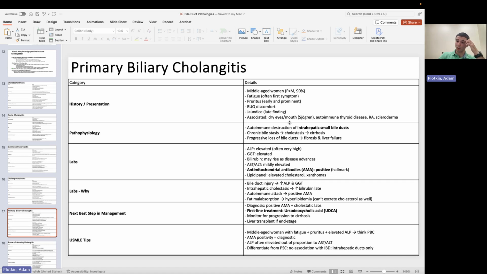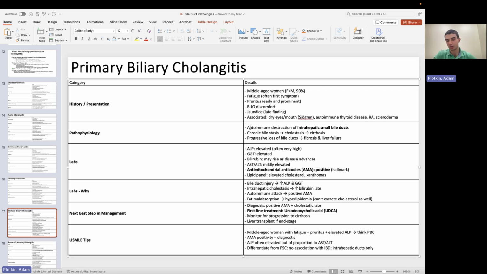It loves to run with other autoimmune diseases, especially Sjogren's. So you might see dry eyes and mouth. We might see autoimmune thyroid disease, rheumatoid arthritis, scleroderma. We could throw lupus in there too. Pathophys, it's autoimmune destruction of the intrahepatic small bile ducts. We get chronic bile stasis, cholestasis, and eventually it can even progress to cirrhosis because of all this hepatocellular inflammation and fibrosis. We get progressive loss of those bile ducts. And then again, like I said, fibrosis and liver failure.